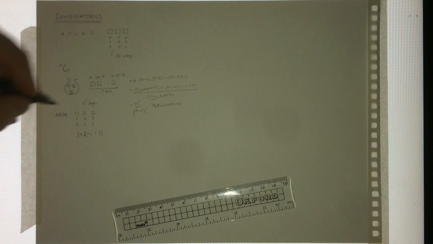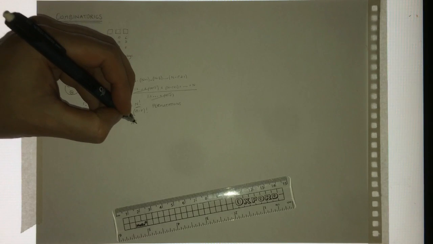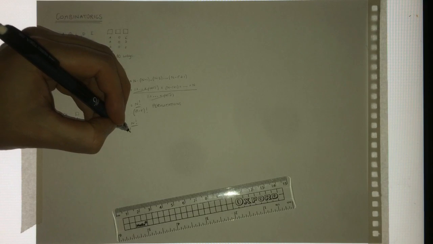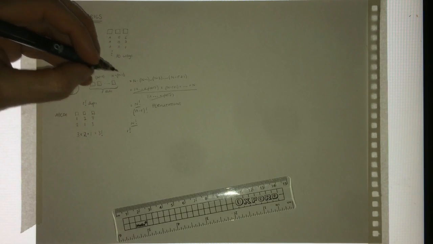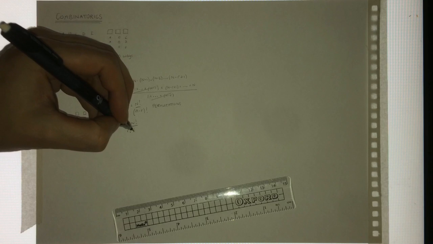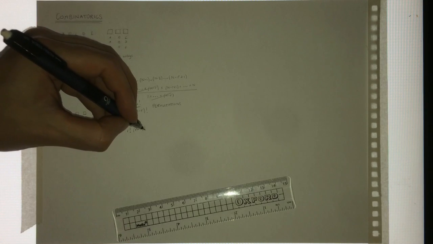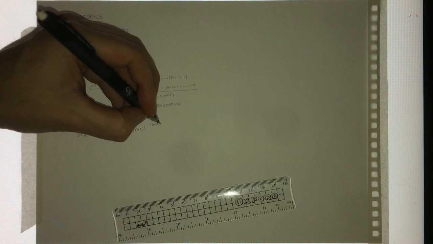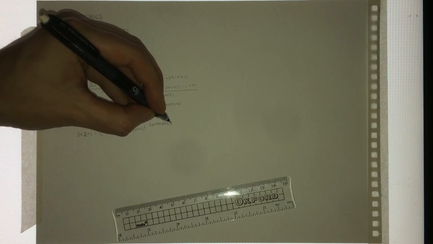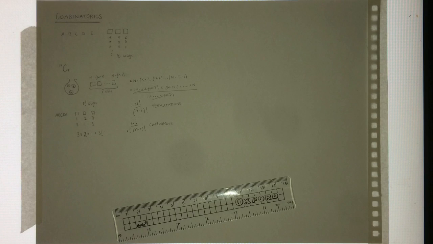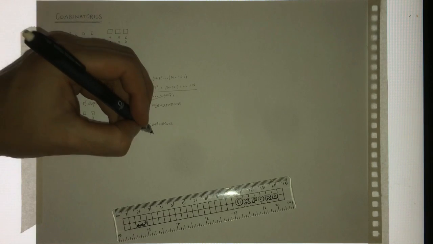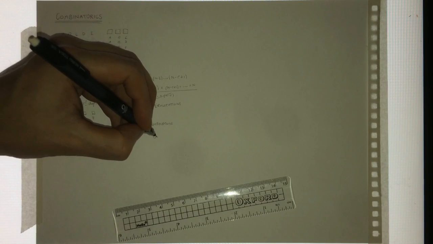And n factorial over r factorial times n minus r factorial combinations. And this is equal to n choose r.